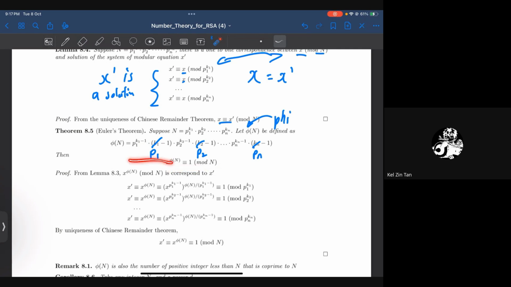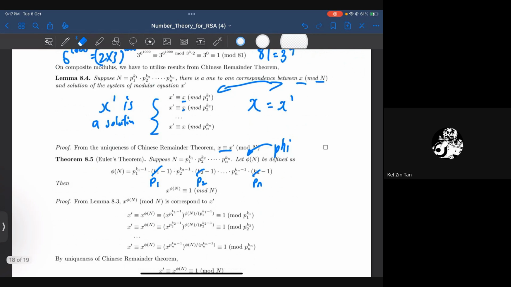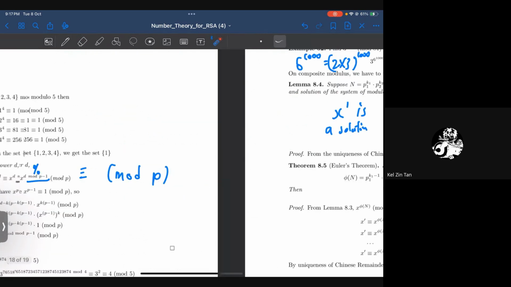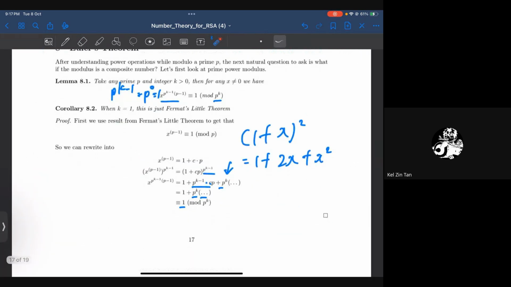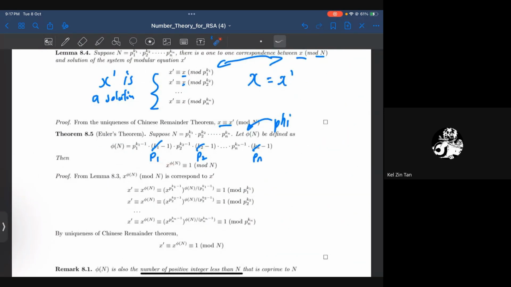So this very arbitrary looking thing, actually you can see some sort of relation on why we even choose phi to be this. It's because we see that p to the power of k minus 1 and p minus 1, this thing is somehow related when you have p^k. So if you define phi n to be something like that, then that would probably give you something good. So that's what I'm trying to say.